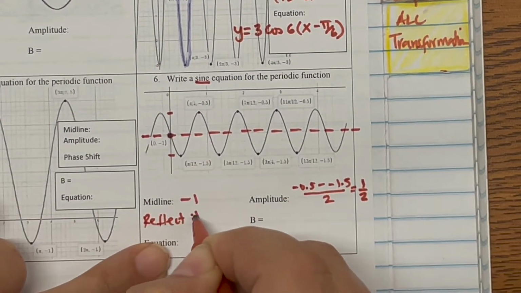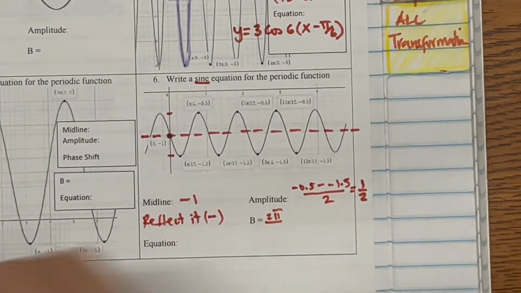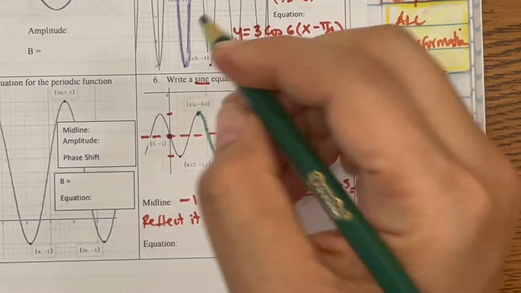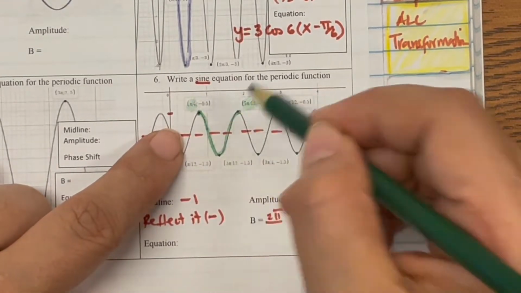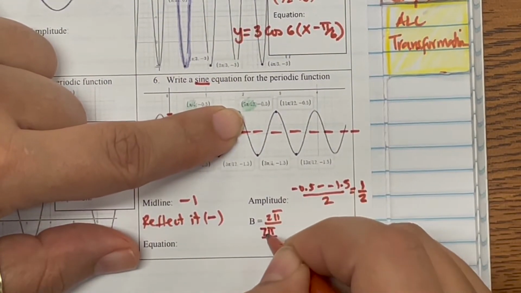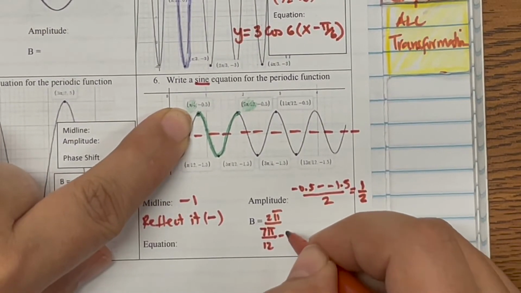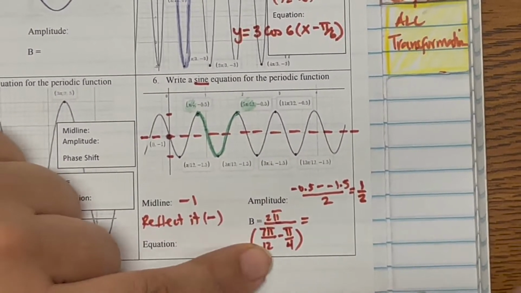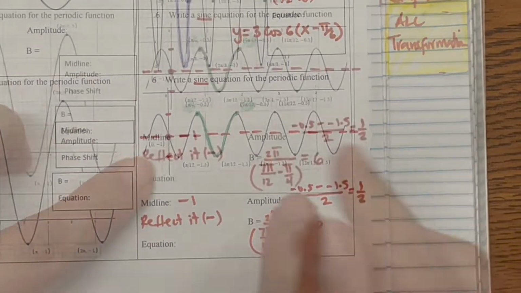So instead of writing a phase shift, I'm going to reflect it because if I reflect it, the bottom is going to go to the top. All right, so reflection is a negative on the outside. All right, period is maximum to maximum, and I'm going to do right minus left, or you can count the boxes, whichever way you want to do it. But I'm going to do right minus left, so 7 pi over 12 minus the left side, which is pi over 4. And I'm going to put that in the calculator so that you don't get confused, and you're going to get 6. Again, I am going to show you how to do it by hand.